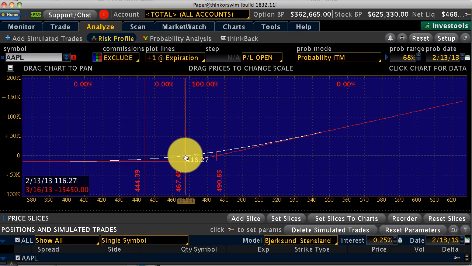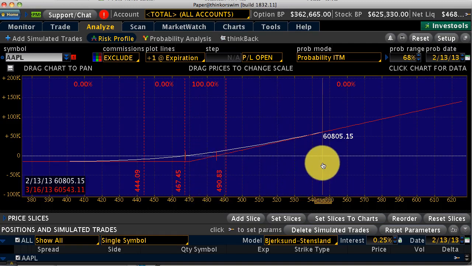But even though that break even is at 485, if Apple made a big move to 475 today, you're going to see a profit of $3,800 or $4,000. And so you can always close your option position if you're satisfied with that profit. So what I want to show you is there are a couple of things that you can simulate.